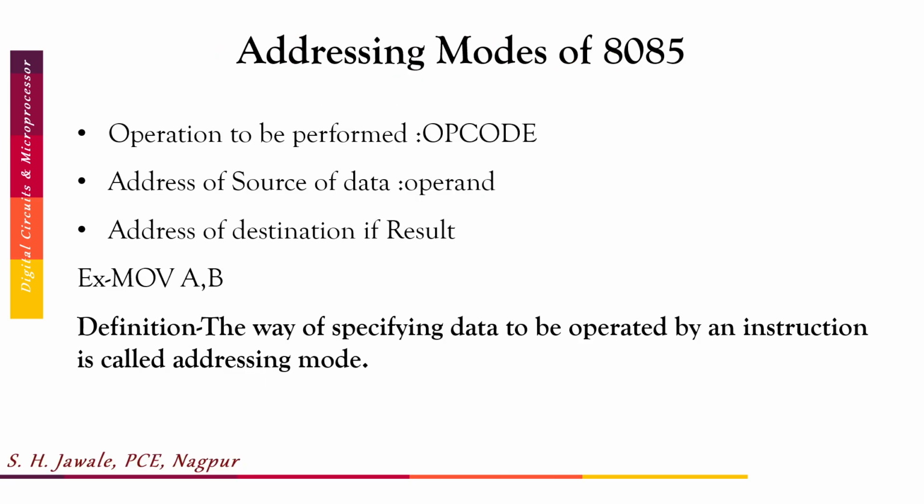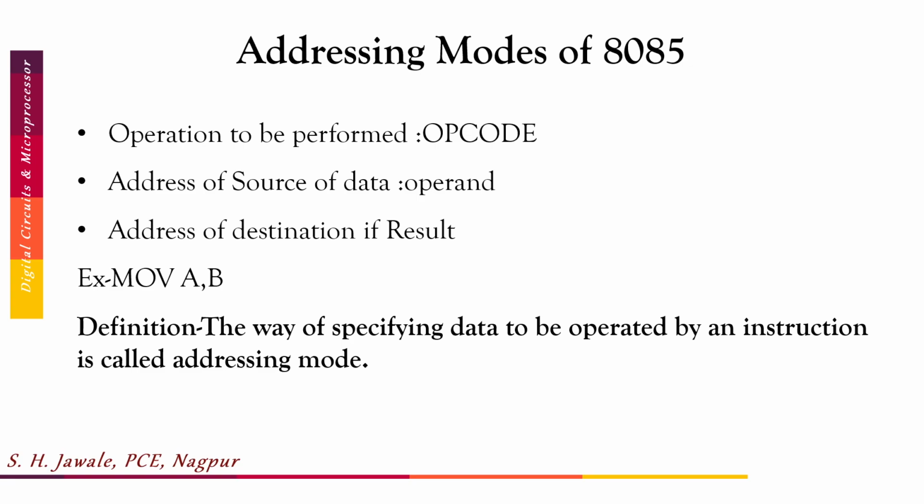Today's topic is Addressing Modes of Microprocessor 8085. The instruction of the microprocessor 8085 consists of three parts: the operation to be performed, which is called the opcode; the address of the source of data, which is the operand; and the address of the destination of the result. In 8085, most instruction execution requires two operands.